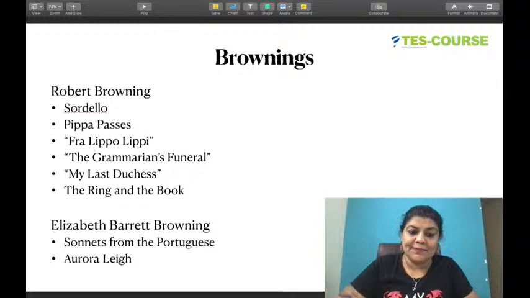In which work by Robert Browning is a 14-year-old silk winder a character? In Pippa Passes.